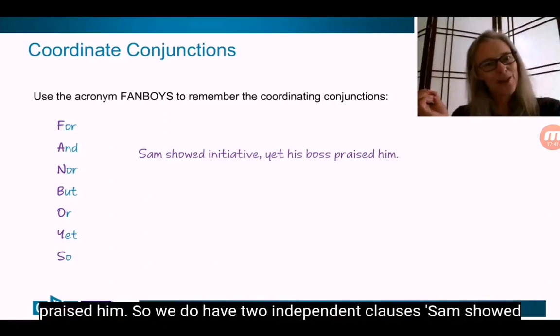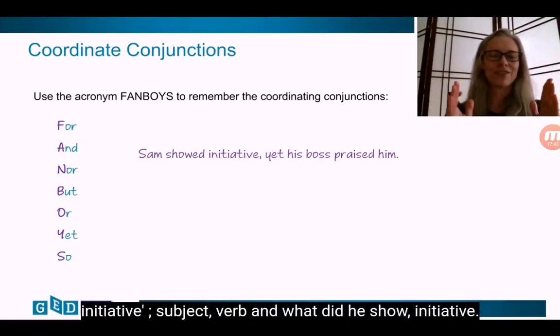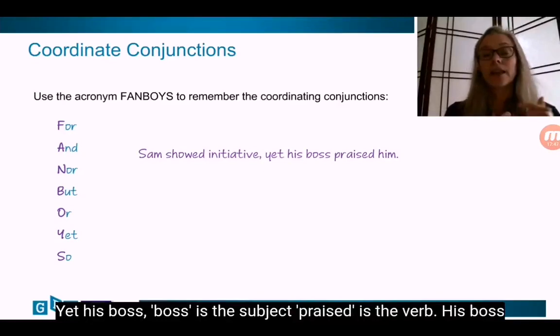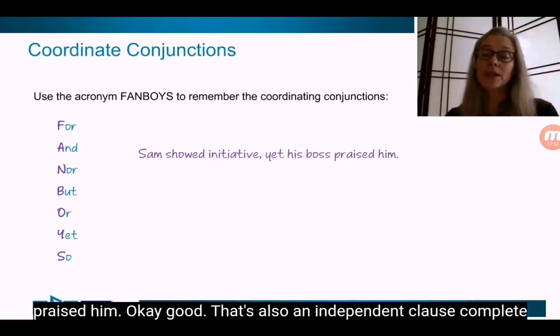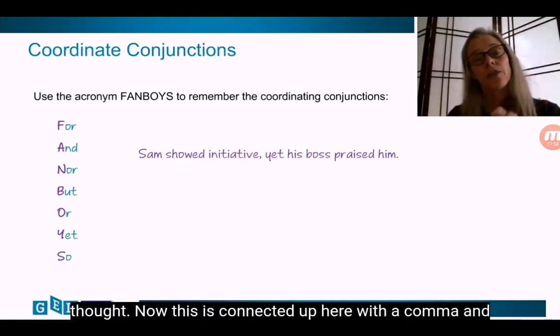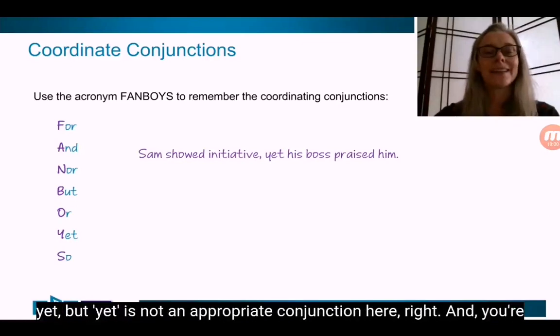So we do have two independent clauses. Sam showed initiative. Subject, verb, and what did he show? Initiative. Yet his boss praised him: his boss is the subject, praised is the verb. Okay, good. That's also an independent clause, a complete thought. Now, this is connected up here with a comma and a yet.